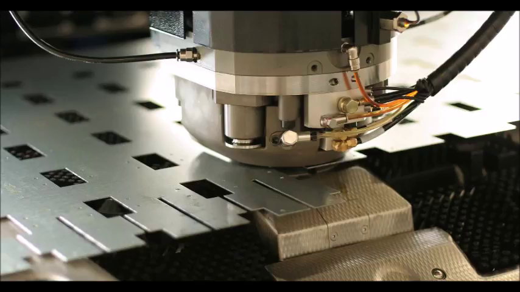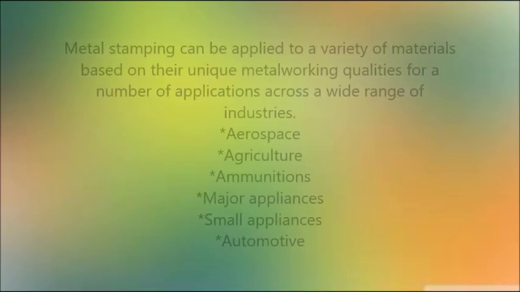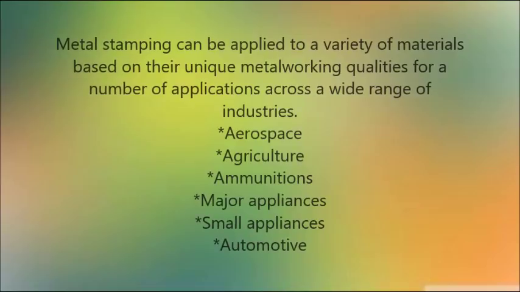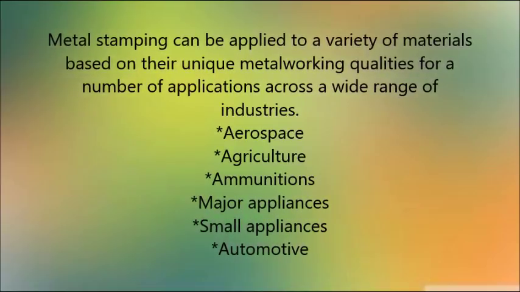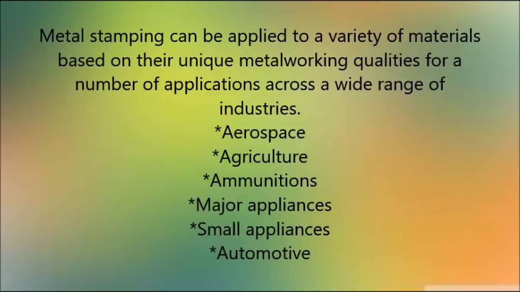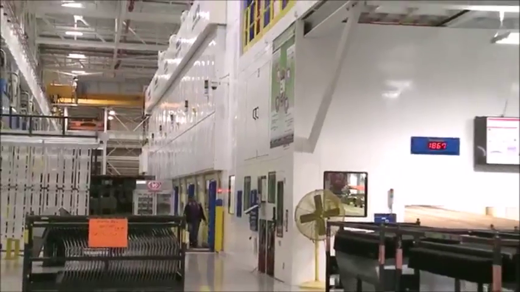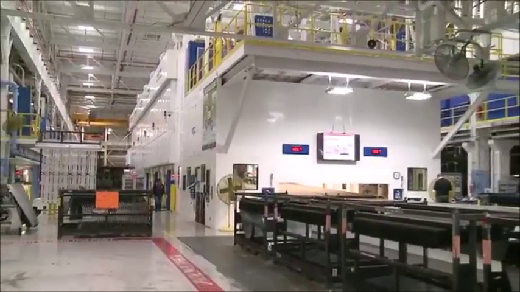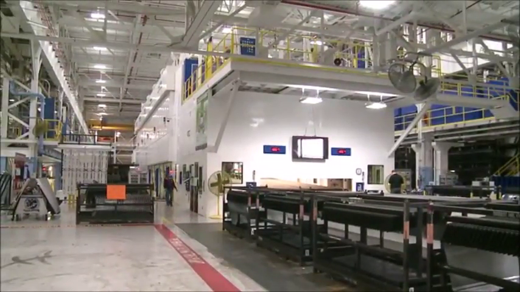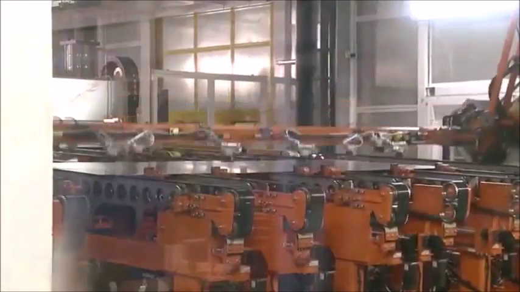Here is an example. It's pretty much the same as punching, but it will make some different stuff that I will explain. Metal stamping can be applied to materials based on their unique metal working qualities for a number of applications across a wide range of industries like aerospace, agriculture, ammunition, automotive. And here is a video example of metal stamping that is done by Warren Industries.